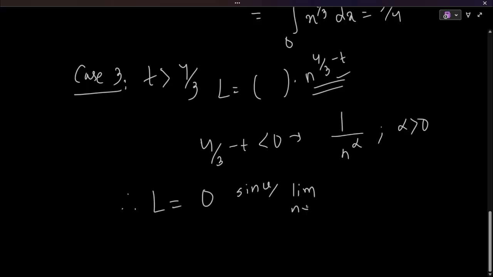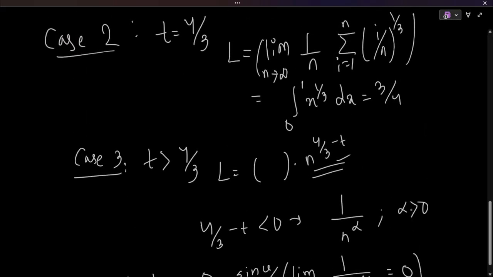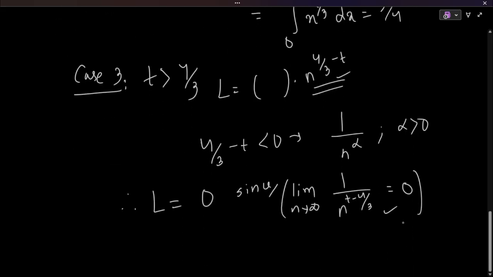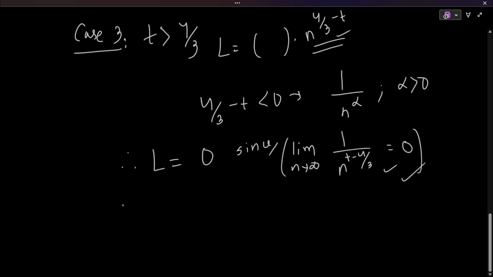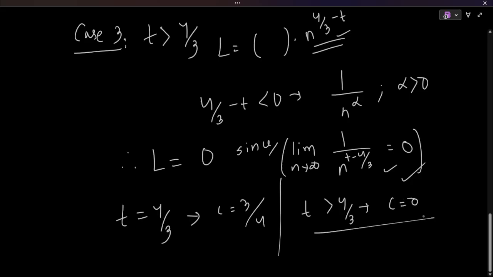Since the limit as n tends to infinity of 1 upon n to the power t minus 4 by 3 is 0, because t is greater than 4 by 3, right? So 1 upon n to the power something positive will go to 0, and this is what is going to dominate the other limit here, which is basically a finite number as n goes larger. It just goes to 3 by 4, but this one goes towards 0. So that gives you all the possible values here. t equal to 4 by 3 corresponds to c equals 3 by 4, and t greater than 4 by 3 corresponds to c equals 0. That is the investigation they have asked us to do about t and c, and this is the answer.